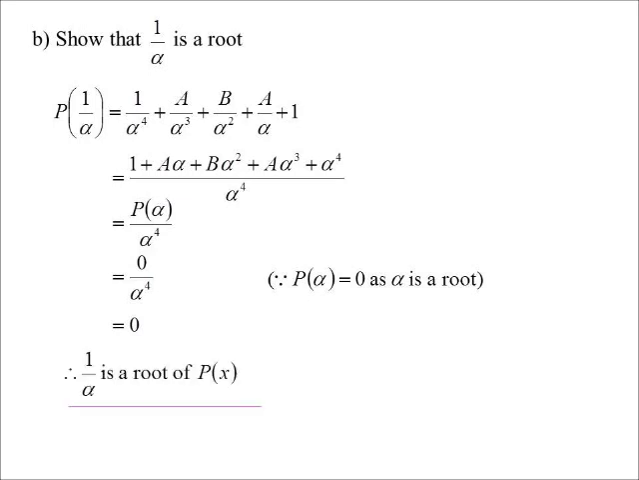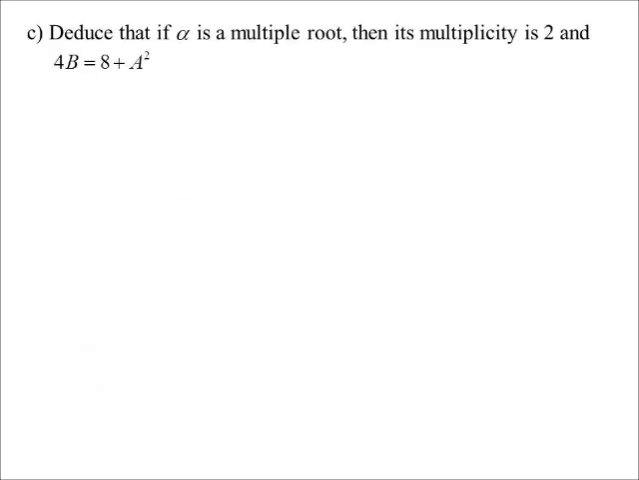So yes, it will be a root. So if alpha is a root, 1/alpha is also a root. We still don't know what they are. We show one's alpha, one's 1/alpha. So we're going to now deduce that if alpha turns out to be a multiple root, its multiplicity must be 2. It must be a double root. And further, we're also going to deduce that 4b is equal to 8 + a², because that just looks like fun.